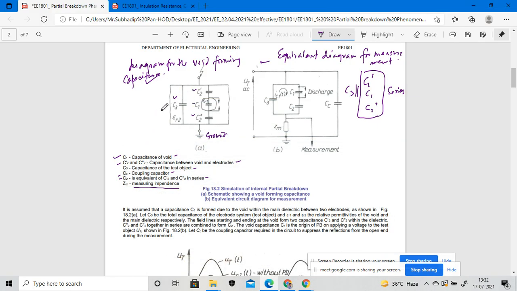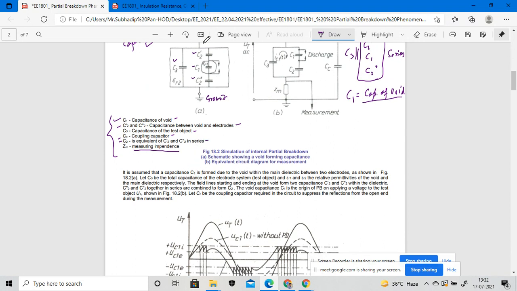So here we will see that all those things will be taken into consideration. Again, I told you C1 is the capacitance of the void which will occur inside the cables. Here it will be assumed that a capacitor C1 is formed. This particular capacitor C1 is formed due to the void, right? So due to this void within the main dielectric between the two electrodes, this C1 occurred due to the void, okay?